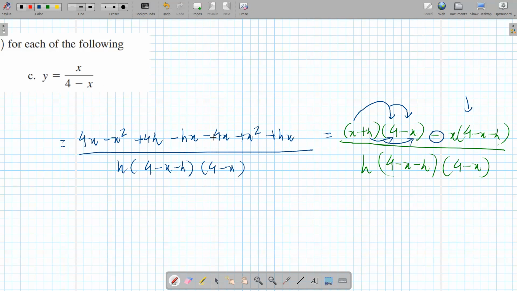So now let's see. Things are going to cancel out. 4x minus 4x gone. Minus x squared plus x squared gone. Hx, hx gone. Yeah? So I can eliminate all of those. Now, can I cancel out the h on top with the h at the bottom? No. Yes, you can. This h and this h, finally, now you can. Because there's no plus minus on the numerator. That's the only time you couldn't. Okay? So now this h and this h, you can finally cancel them out.